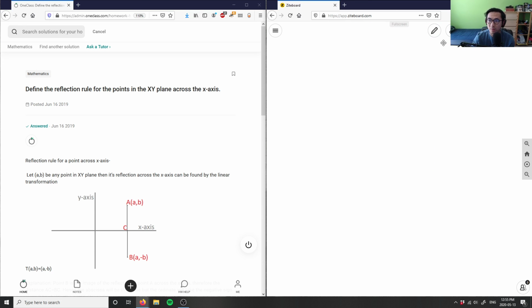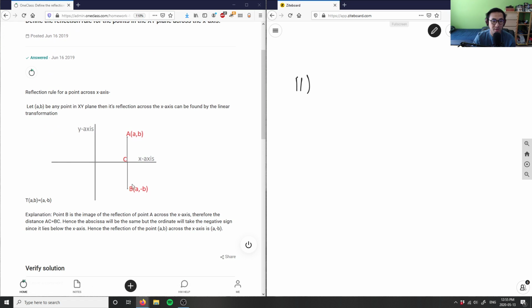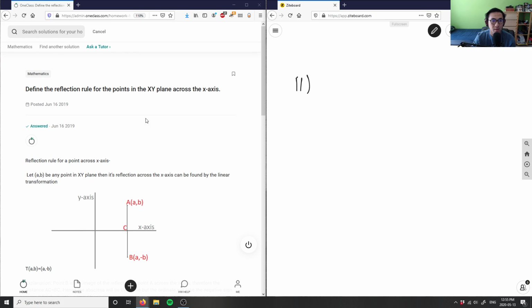And finally, number 11, finish it off in about a couple minutes here. It says define the reflection rule for the points in the xy plane across the x-axis. So what they did with the solution here, for the sake of time, I'm just going to skip to my solution. But what they're going to do is reflect a specific point, right? So I'm reflecting across the x-axis here.